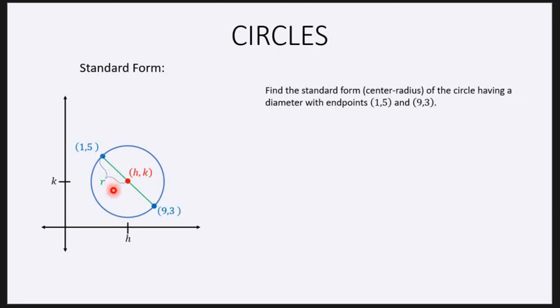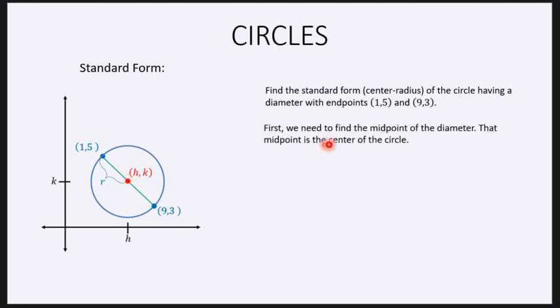The radius is the distance from one of the endpoints of the diameter to the center of the circle. So the first thing we need to do is find that central point by finding the midpoint of the diameter. The midpoint of the diameter will be the center of the circle. The formula for the midpoint is given here. We're just basically going to take the two x values, 1 and 9, and average them. Add them together and divide by 2. And we're going to take the two y values, 5 and 3, and average them too. Add them together and divide by 2.